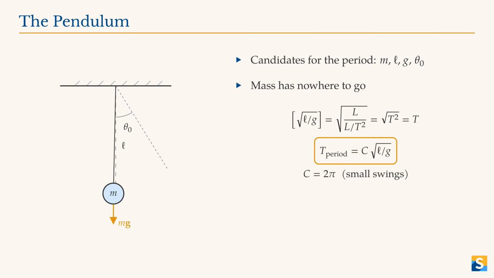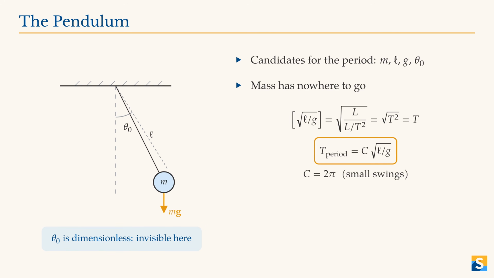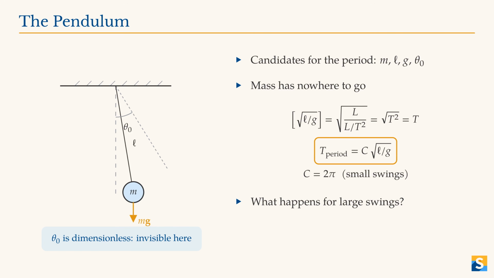But wait, what about the amplitude? Here's the subtlety. Theta naught is an angle, a ratio of lengths, so it's dimensionless. Dimensional analysis can't see it. The period could in principle be any function of theta naught, and dimensions would never complain. So is the pendulum period actually amplitude independent? Almost.